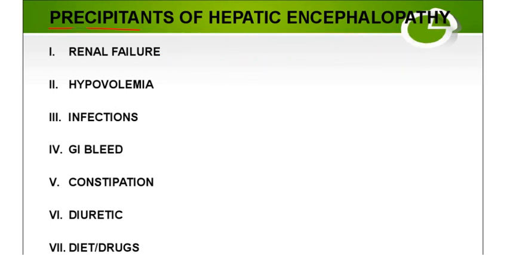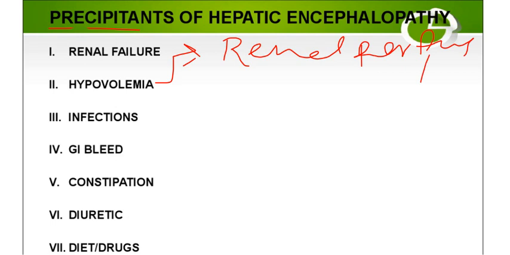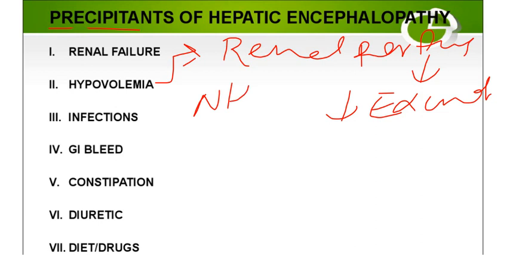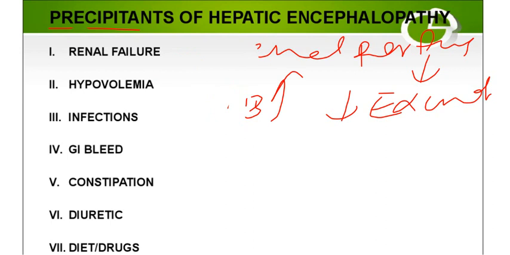Second is hypovolemia. Same reason. Hypovolemia means decreased renal perfusion. If the patient is hypovolemic, renal perfusion will be low. If renal perfusion is low, there will be less excretion of the NH3. So NH3 will ultimately accumulate in your blood and then cross the blood-brain barrier and enter into the brain. So that is the reason why hypovolemia is a precipitant of encephalopathy.